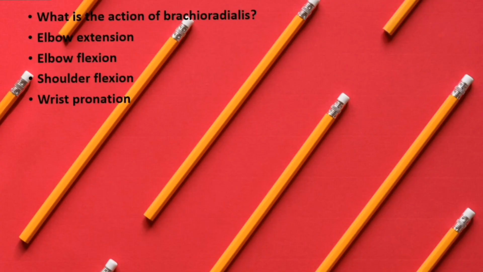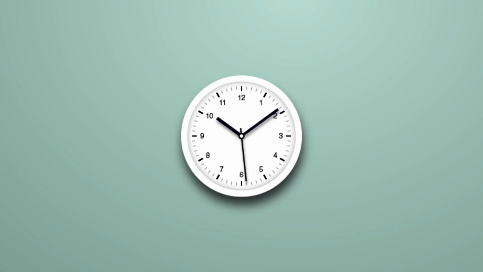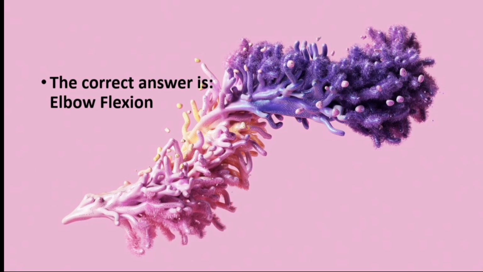Quiz. What is the action of brachioradialis? Elbow extension. Elbow flexion. Shoulder flexion. Wrist pronation. The correct answer is elbow flexion.